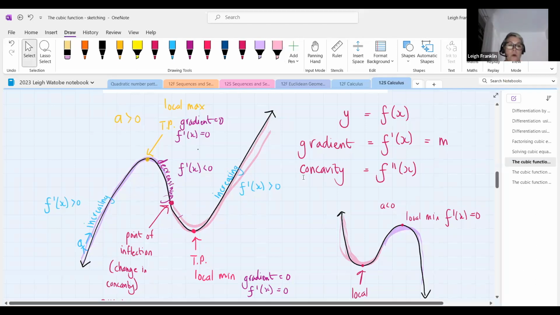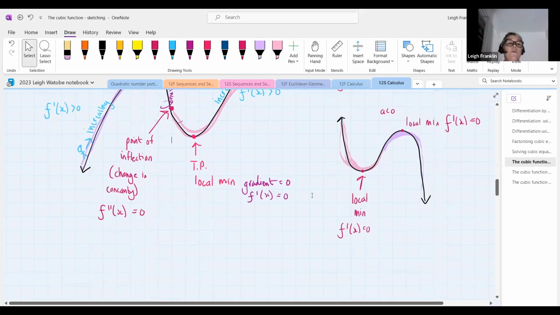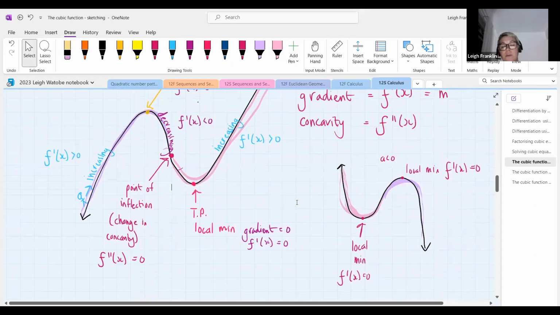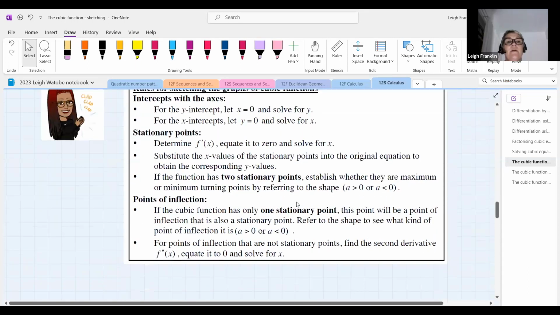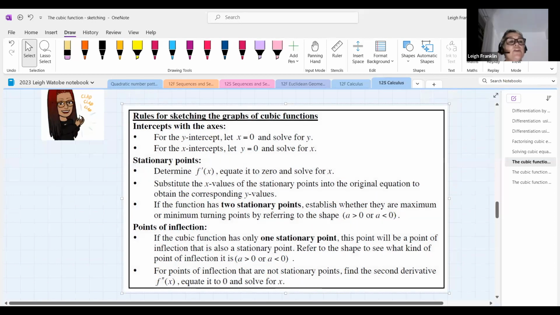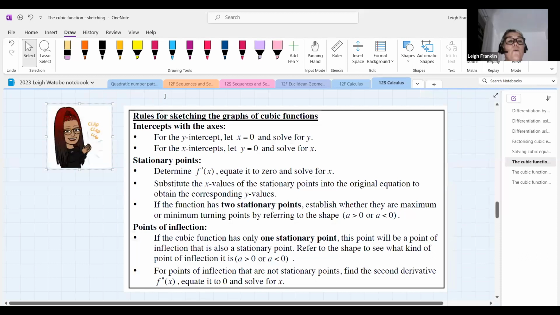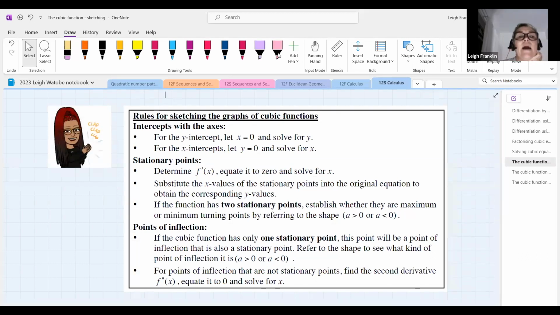Okay. All right, so now that we know what these graphs look like and what their important features are, let's go and talk about how we would sketch them. So take screenshots at this stage. This is an important piece of information, and it's going to help you be able to sketch a cubic function. All right, so first things first, our intercepts with our axes.